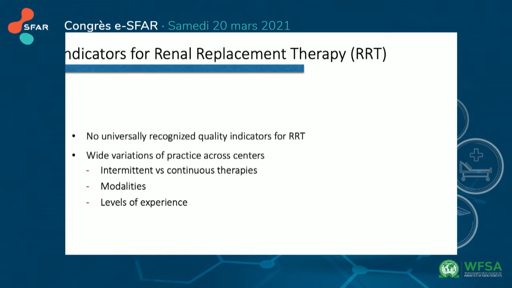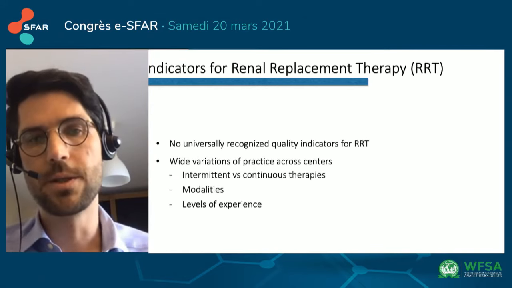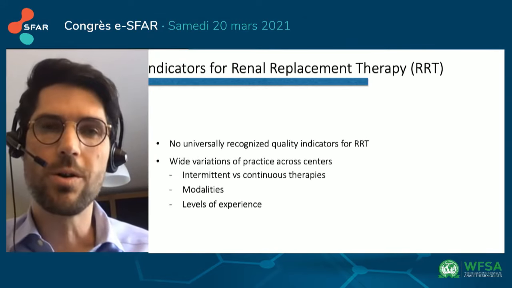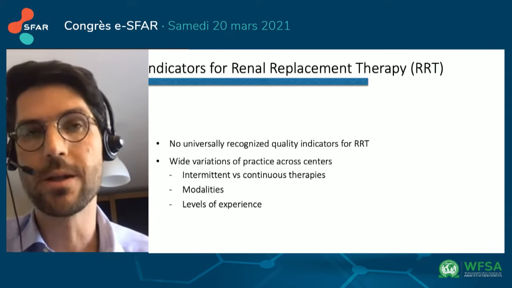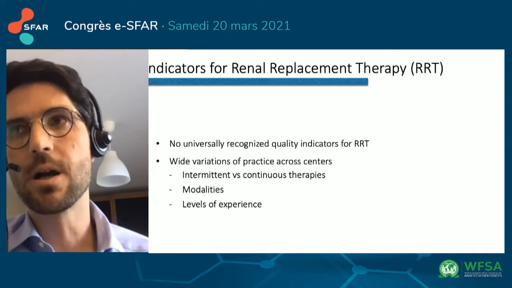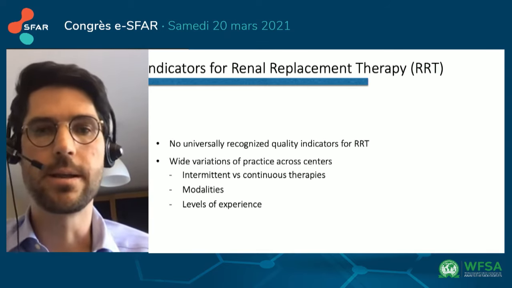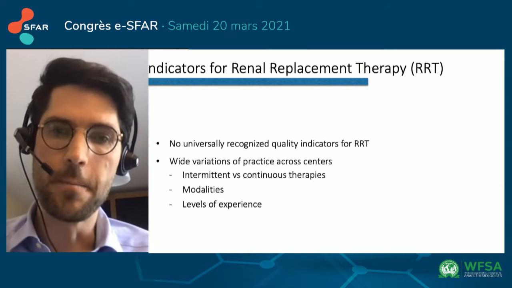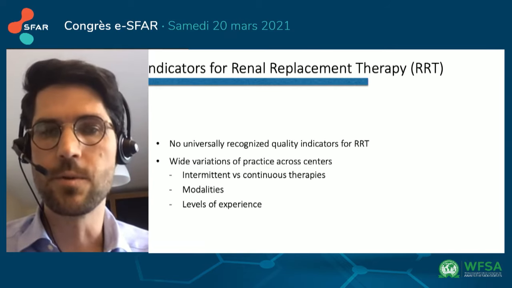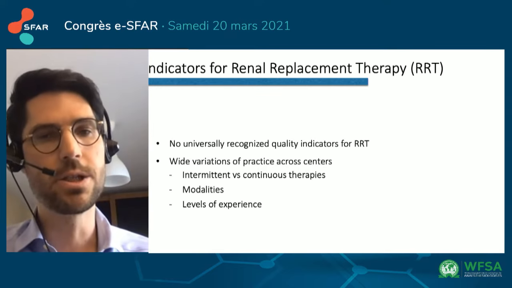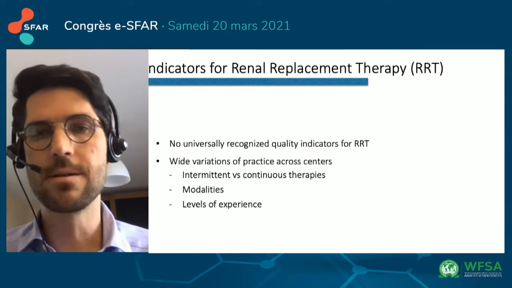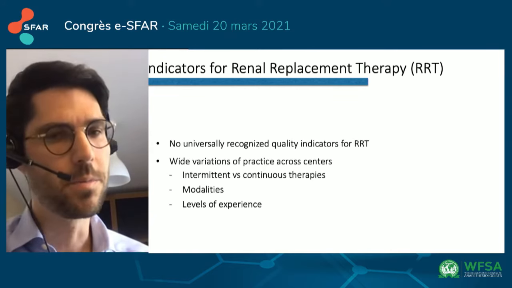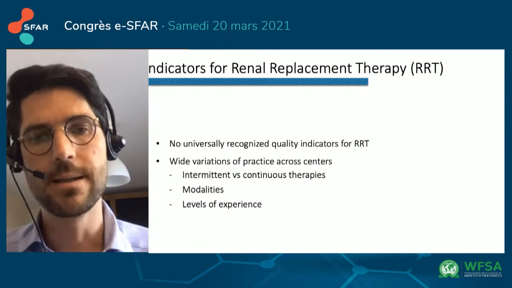So renal replacement therapy is a widely used therapy to support patients throughout the world. And when you talk about optimizing, you need to discuss what the quality indicators are, and there are no widely recognized quality indicators available. To make things even more complicated, there is wide variation of practice across centers. Some centers use intermittent, some use continuous therapies. There are different modalities, different levels of experience.